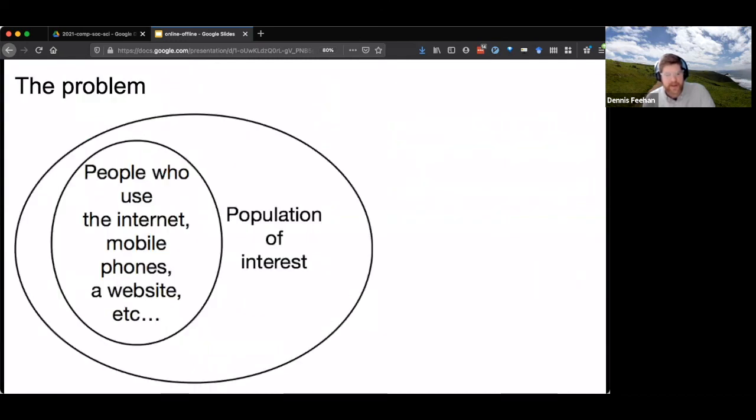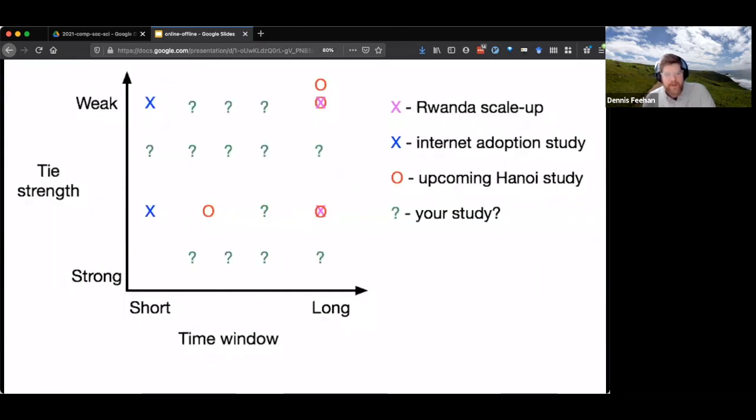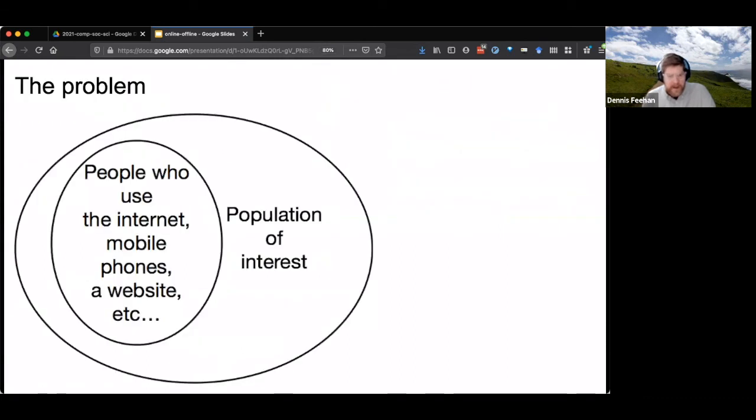What we really need to understand is empirically what sort of trade-offs are at play when we pick different types of ties to ask respondents to report about. And if we can figure that out, I think that'll make a big difference.